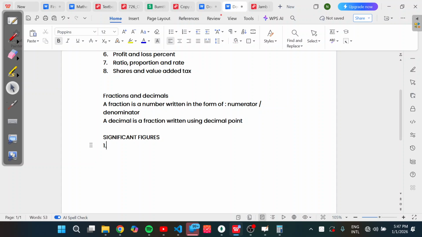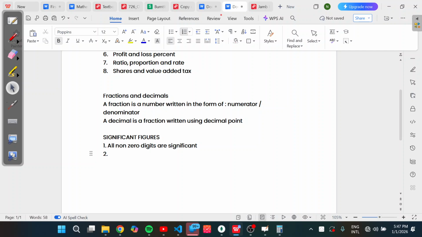One of the rules is that all non-zero digits are significant. Basically, all numbers that are not zeros are significant. Do you understand? Numbers like 1, 2, 3, 4, 5, 6, 7, 8, 9, they are significant. The second rule is that zeros between digits are significant.